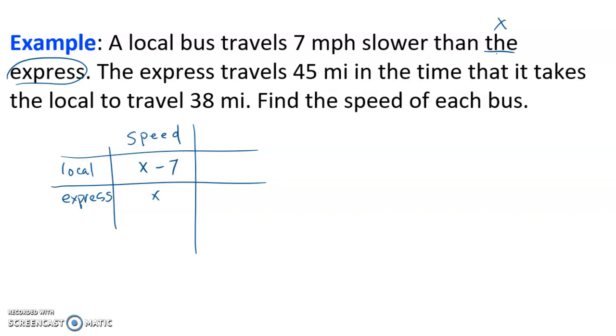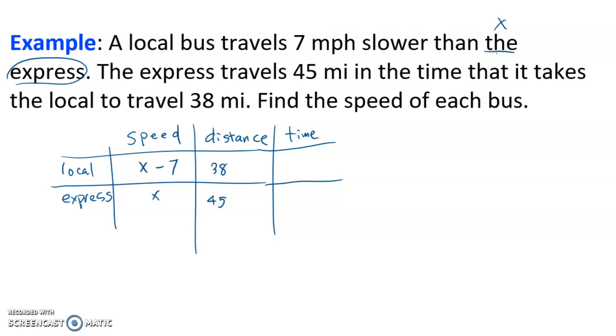We know the express travels 45 miles. So here we're talking about the distance. So the express is 45 miles, and the local bus travels 38 miles. Okay, so since we're talking about speed and distance, we have to talk about time. And you probably already see they use the same time, right? It takes them the same time, but the local bus travels 38 miles and the express travels 45 miles.